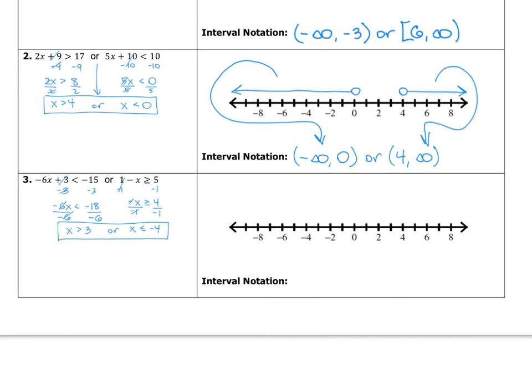So I'll put an open circle on positive 3, and my shading will go to the right. I'll put a closed circle on negative 4, and my shading will go to the left. For the interval notation, again, I start with the leftmost graph. So this is negative infinity, comma, negative 4, closing negative 4 with a bracket, or 3, positive infinity, and I close 3 with parentheses.